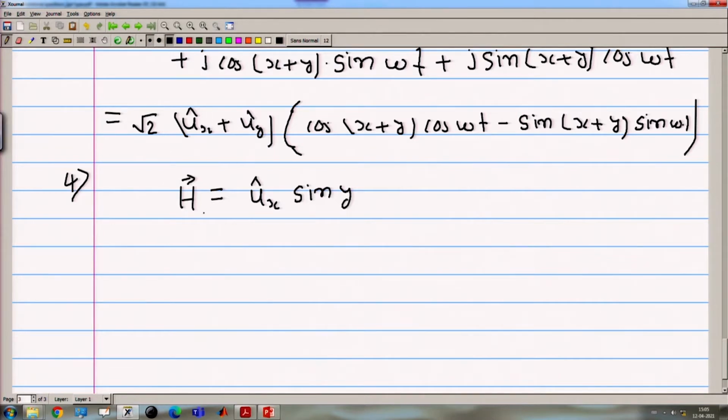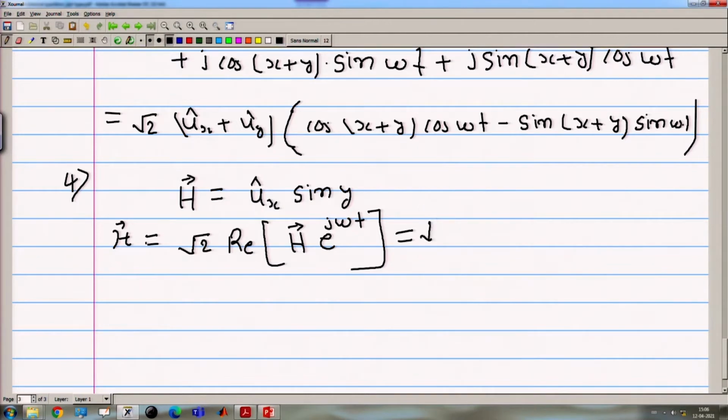So, the instantaneous quantity for this we can find like this: H is equal to root 2 real part of H e to the power j omega t. H will be ux sin(πy), so we can substitute there: root 2 real part of ux sin(πy) e to the power j omega t.